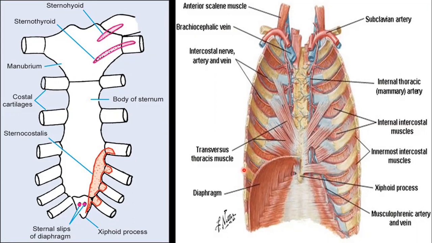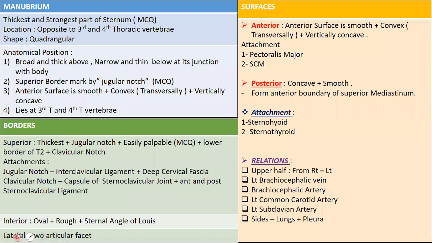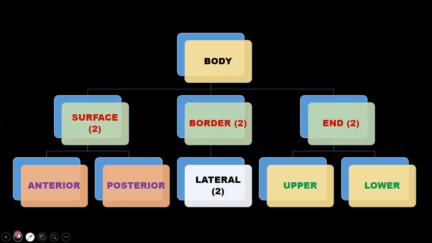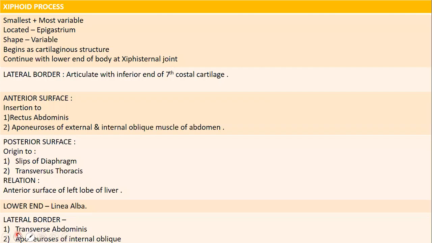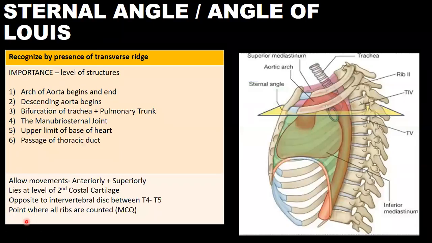In the table, you see there is the linea alba, that is the attachment to the lower end. I'll put this anterior and posterior attachment in the Telegram group for better understanding. Just go over that.